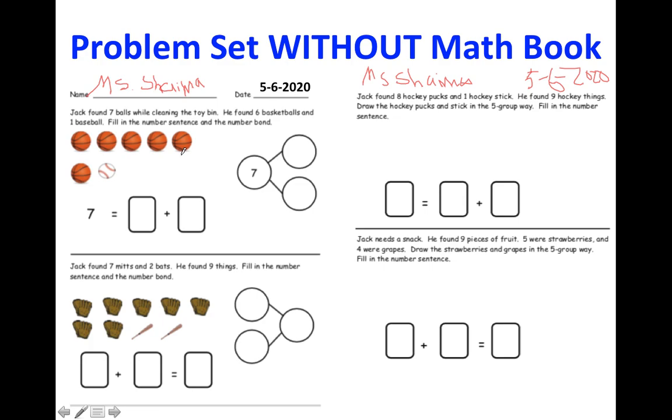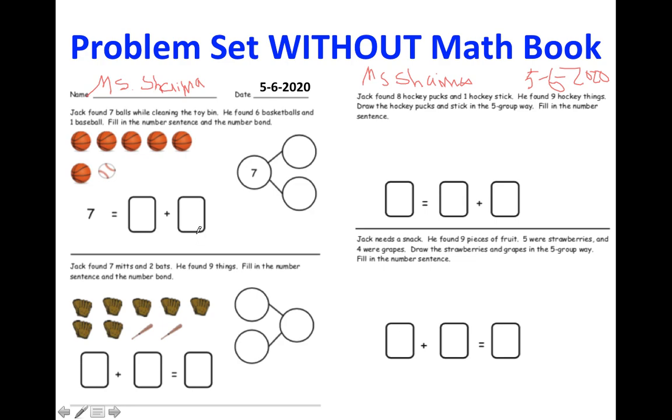Again, let's read the story. Jack found 7 balls while cleaning the toy bin. He found 6 basketballs and 1 baseball. Fill in the number sentence and the number bond. Again, let's do the number sentence this time. It says 7 equals blank plus blank.